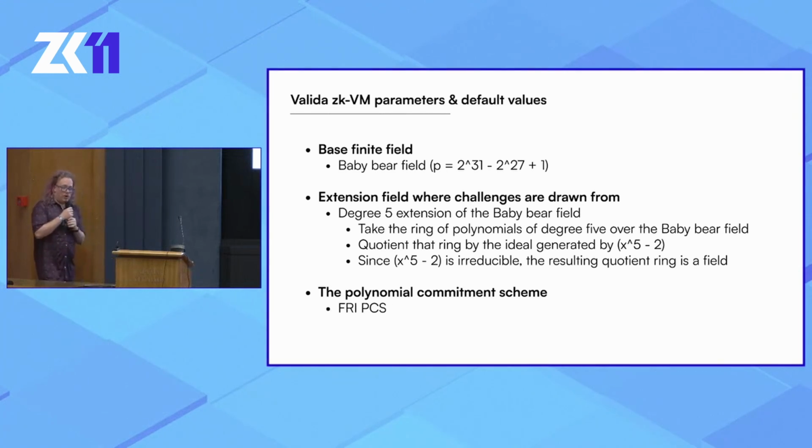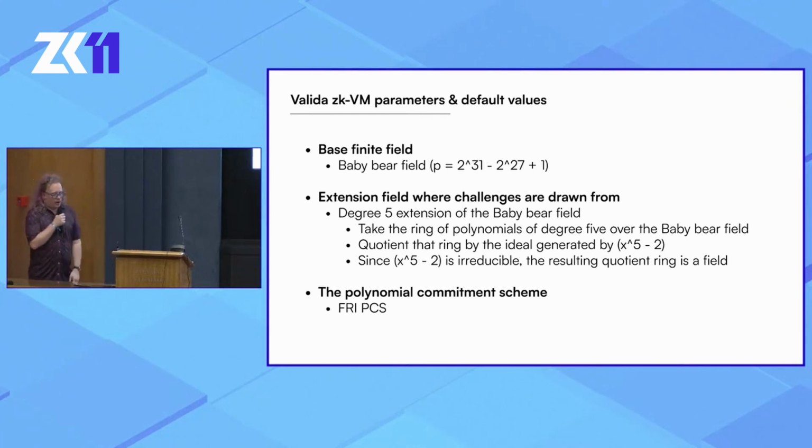However, this field is too small to provide the requisite amount of cryptographic security, so when we do challenges, we have to draw them from a larger field. This is a degree 5 extension of this field given by adjoining a fifth root of 2. Nothing particularly special about the fifth root of 2 here, it's just some degree 5 extension of this finite field. They're all isomorphic. And then we use STARKs, so the commitment scheme of interest is the FRI polynomial commitment scheme.